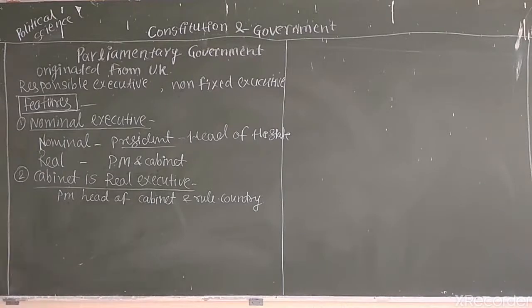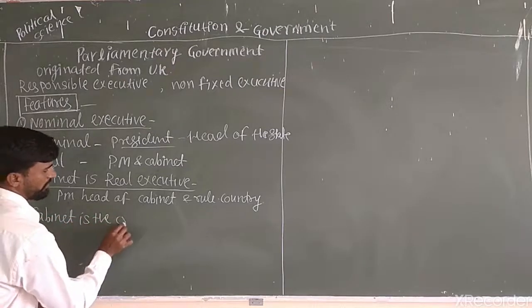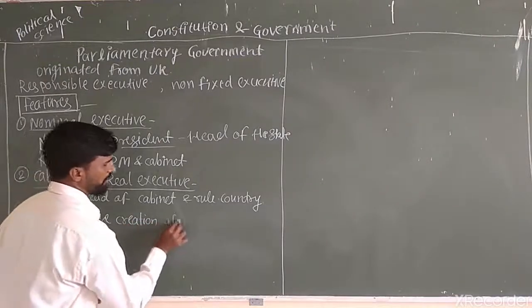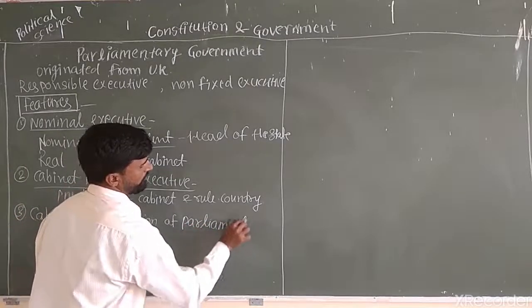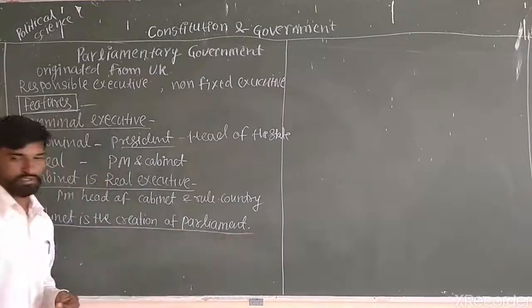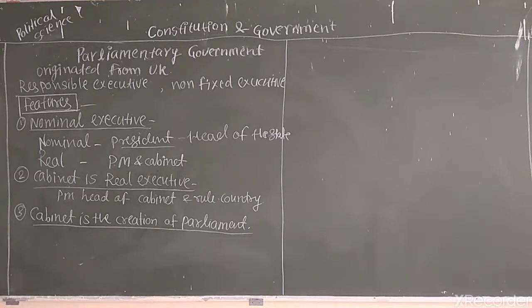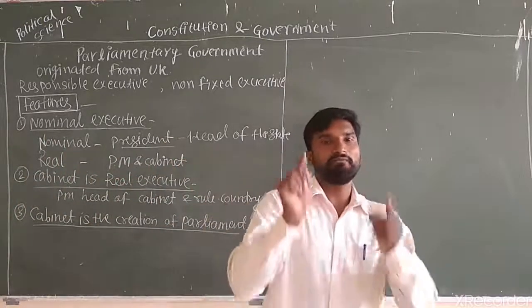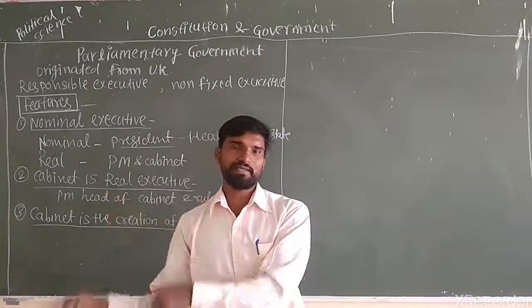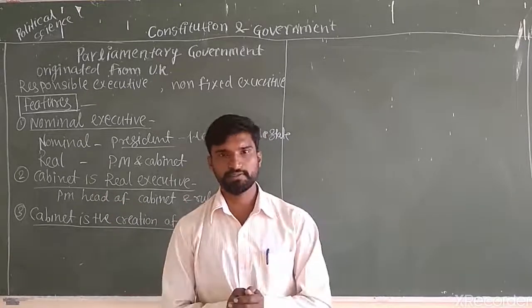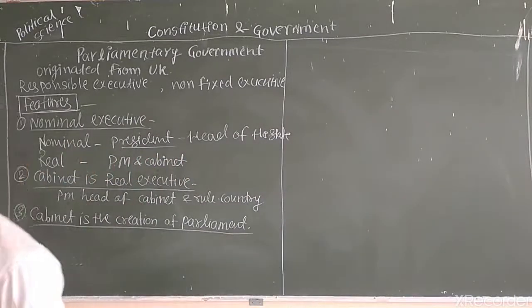Third point, cabinet is the creation of parliament. So how? As I told you, majority party. The members of the Council of Ministers, including the Prime Minister, have to be members of the Parliament. The leader of the majority political party will become the PM, and that PM will choose his colleagues, ministers of the different departments. He will provide the portfolio, and he will assign them. Hence it is the creation of Parliament.